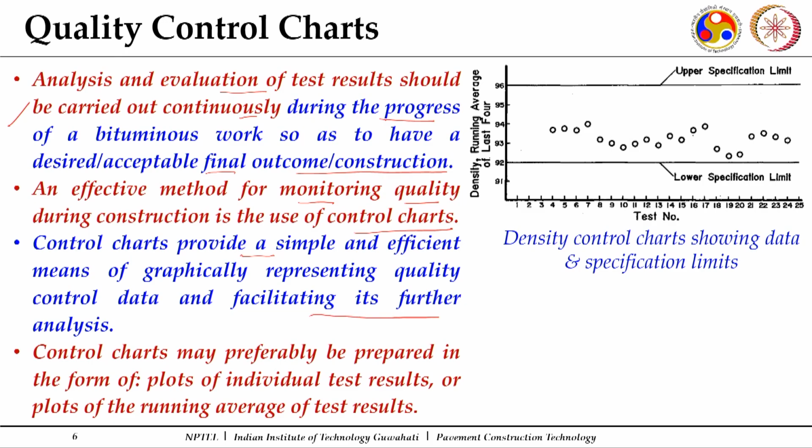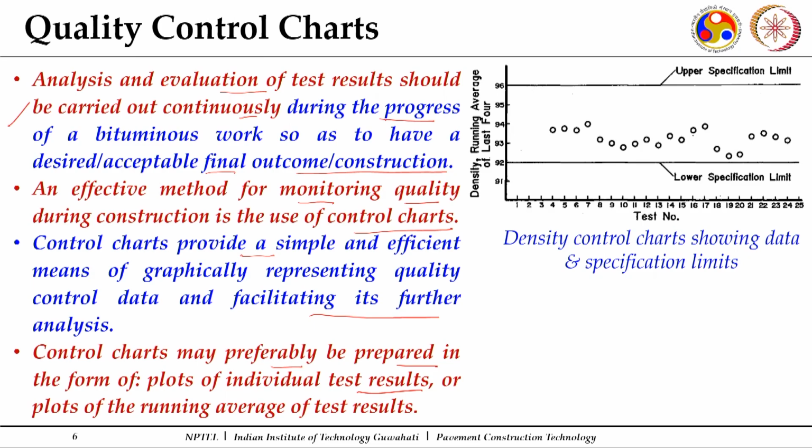That helps us to analyze that data and understand if there is some variability, and what that variability is, and because of what reasons it is happening. That can be figured out, and we can take some measures to reduce that variability. So, control charts may preferably be prepared in the form of plots of individual test results, or it can be a running average. So, the previous 4 readings can be averaged, and this can be a running average of test results.